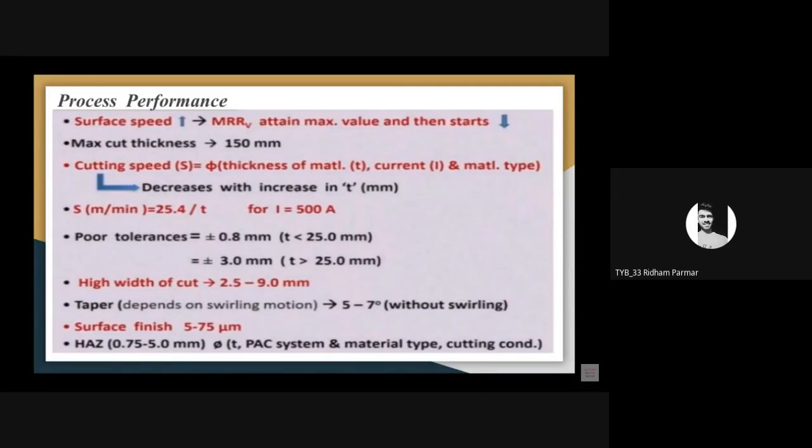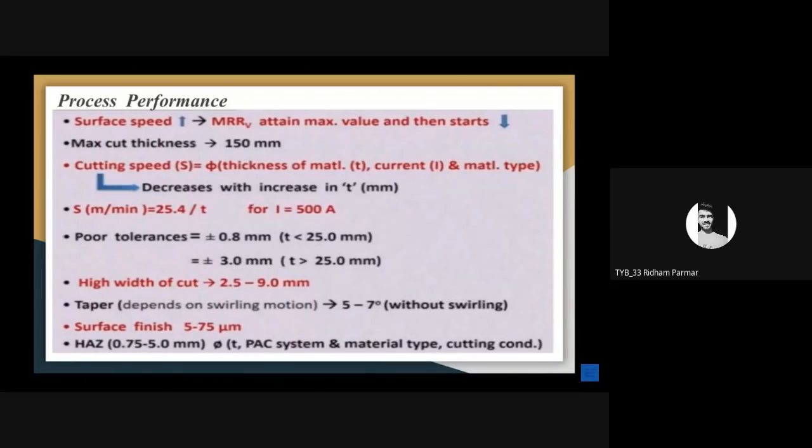The cutting speed is affected by the thickness, that is a small t, of the material being cut, the type of material being cut, and the current being used for the cutting. Cutting speed, we can say capital S, measured in meters per minute, is found to decrease with increase in thickness. So we have one formula, S is equal to 25.4 upon t, where you can take current up to 500 ampere.